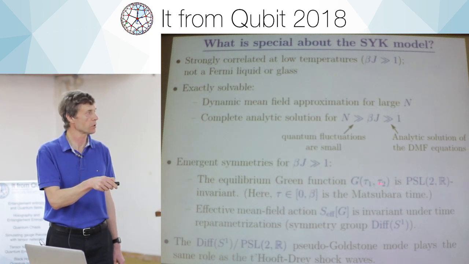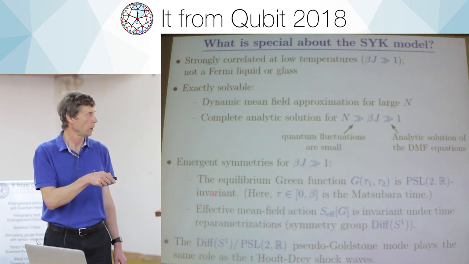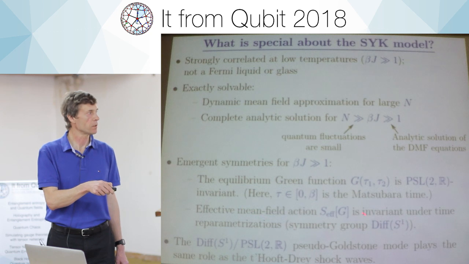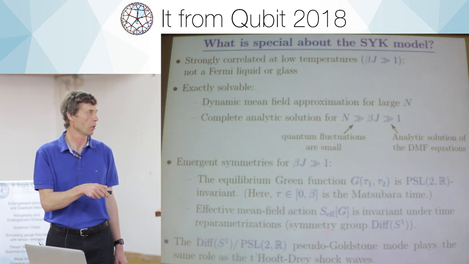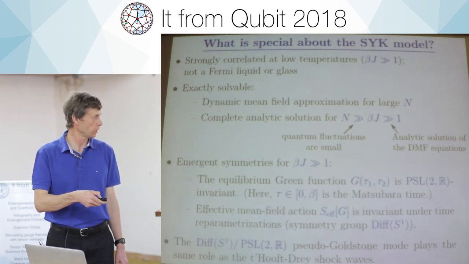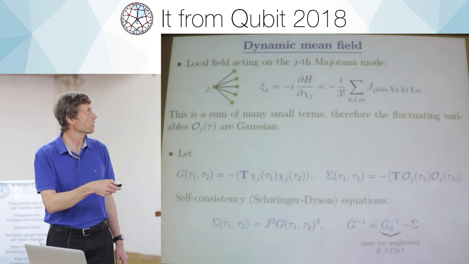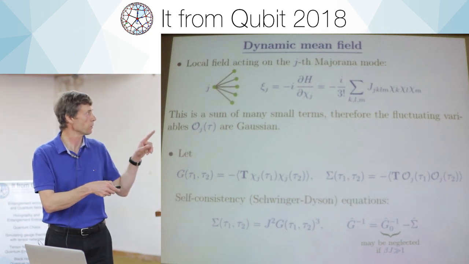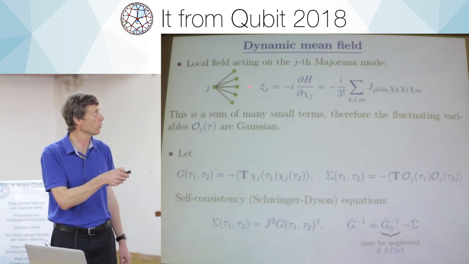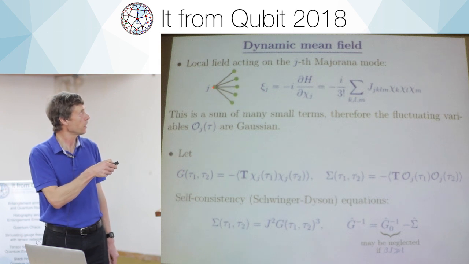And it has emergent symmetries. The equilibrium Green function has an emergent PSL(2,R) symmetry. It's a variant of conformal symmetry. But there is an effective action for the pseudo-Goldstone mode that has higher symmetry, Diff S1, which is explicitly broken. And the manifold for the pseudo-Goldstone mode is Diff S1 divided by PSL(2,R). And if we think what it means, it's a reparameterization of the circle.